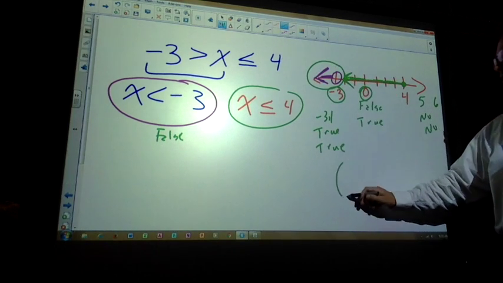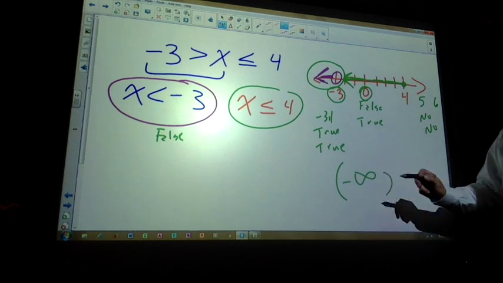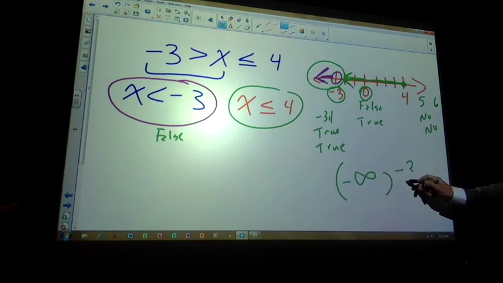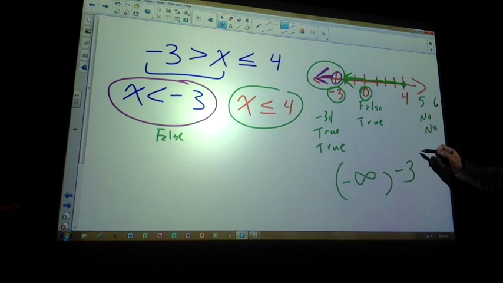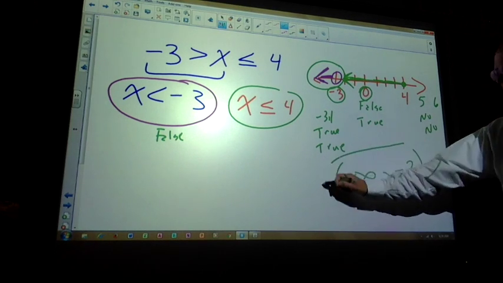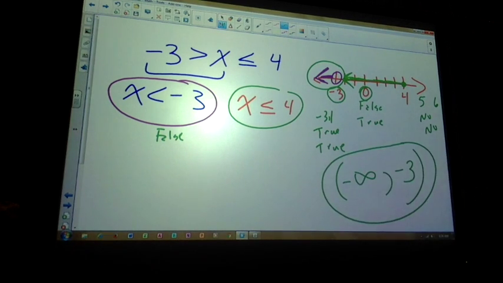So if I graph this, it's negative infinity all the way up to what number? -3. Do we include -3? No, it's parentheses. Done. Okay, so for an "and" problem, they just have to overlap somewhere, right? Yes. Okay.